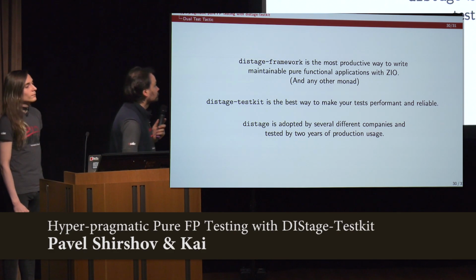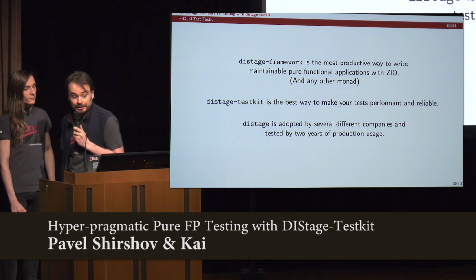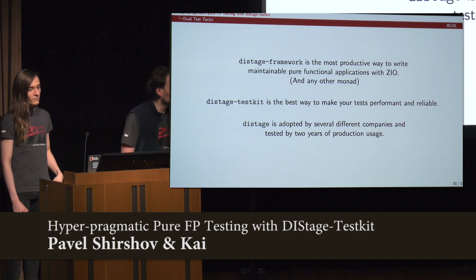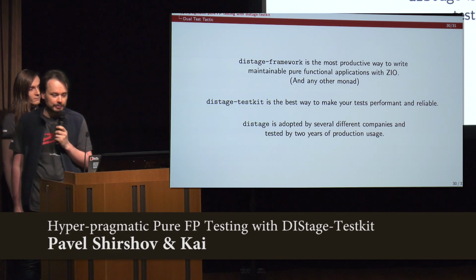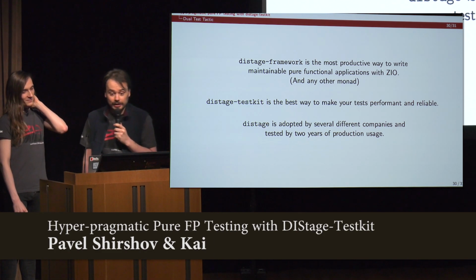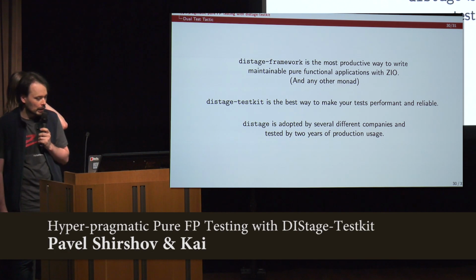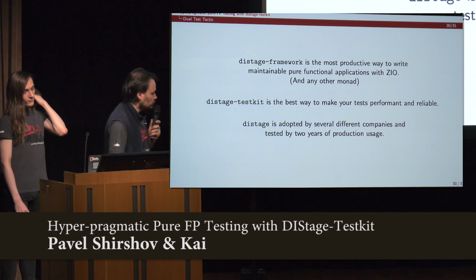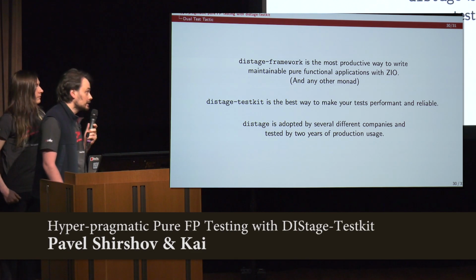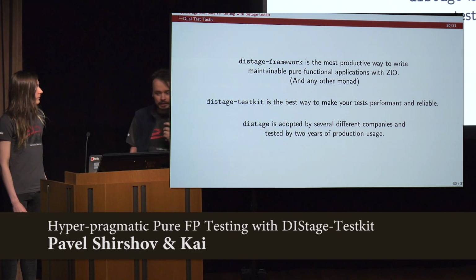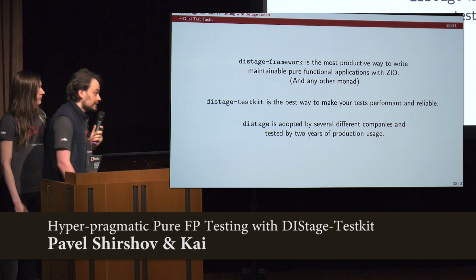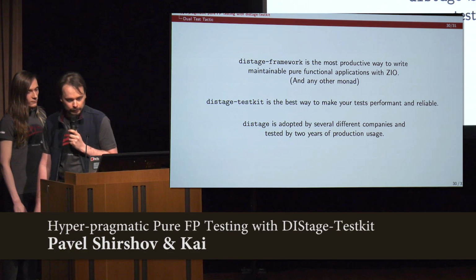So, as a conclusion, I would say that the DIStage framework is the most productive way to write maintainable and pure functional applications with ZIO and with actually any other monad. DIStage-Testkit is the best way to make your tests performant and reliable. You may try to start using it in your projects. It's already adopted by several different companies and tested by 2 years of actual production use under relatively high load. For most people it will be high load.